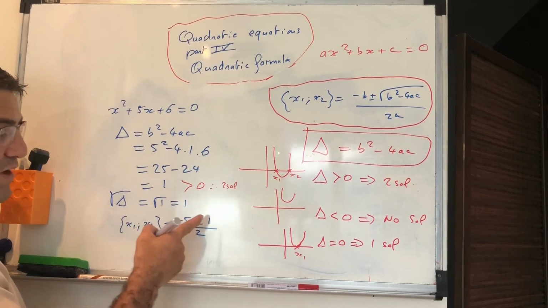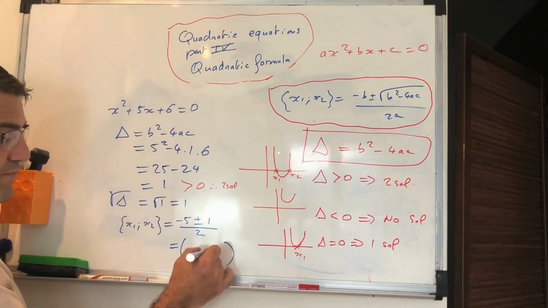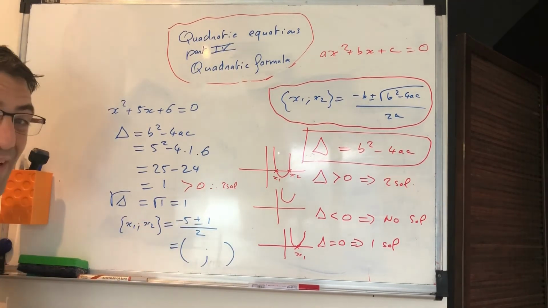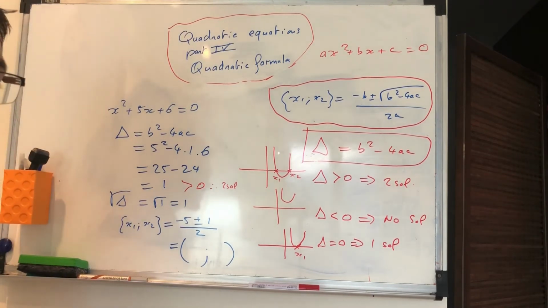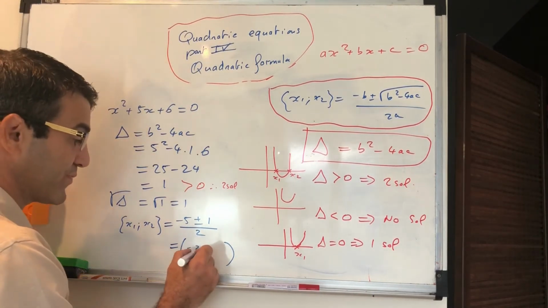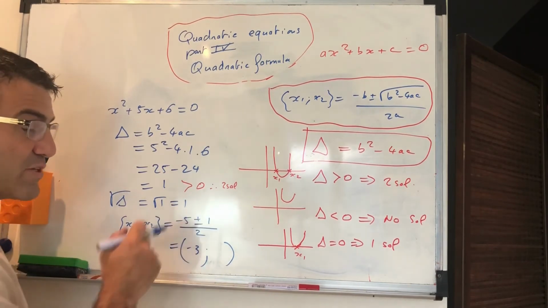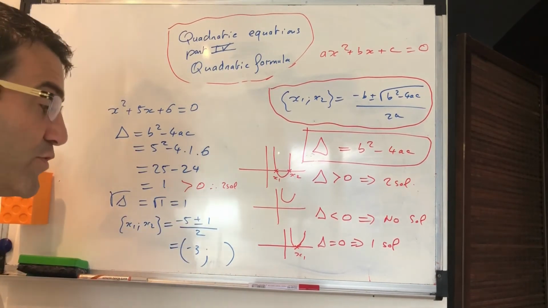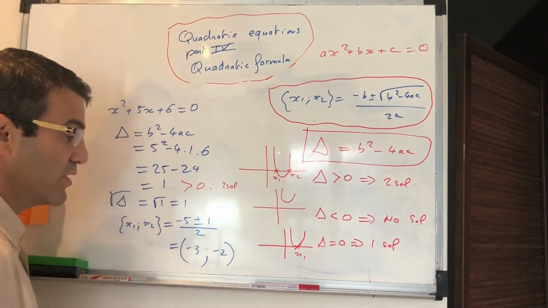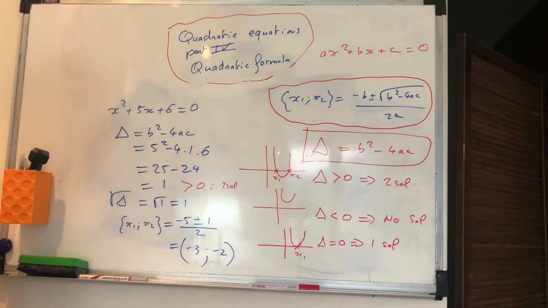So what's minus 5 minus 1 divided by 2? Minus 5 minus 1 is minus 6. Minus 6 divided by 2 is minus 3. And then what's minus 5 plus 1 divided by 2? Minus 5 plus 1 is minus 4. Minus 4 divided by 2 is minus 2. So these are your 2 solutions, negative 3 and negative 2.